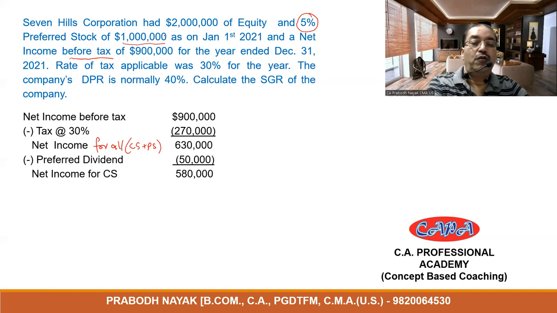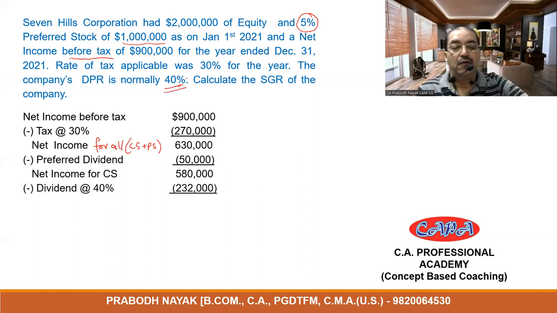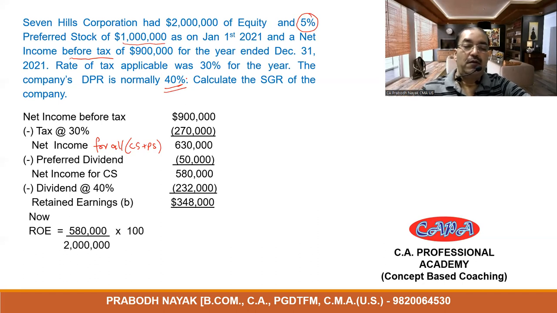580,000, out of which 40% is declared as dividend. So 40% of 580,000 is coming to 232,000. 580 minus 232, retained earnings, balance profits, 348,000. Okay. Now, returns on equity. How much is earned for common stockholders? 580. How much is common stock? 2 million. So that comes to 29%.